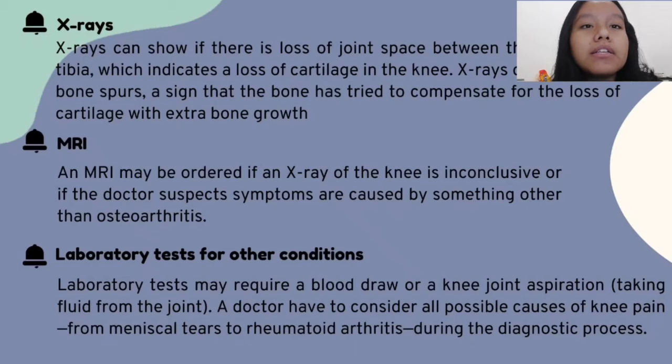The next one is laboratory tests for other conditions. While there is no single laboratory test to diagnose knee osteoarthritis, laboratory tests can be used to rule out other problems, such as infection or gout, that also cause knee pain. Laboratory tests may require a blood draw or a knee joint aspiration, such as taking fluid from the joint.